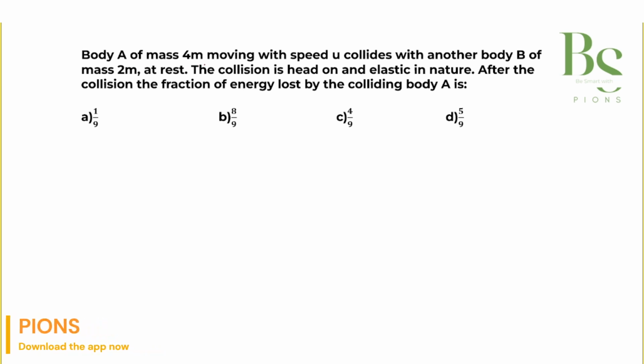Body A of mass 4m moving with speed u collides with another body B of mass 2m at rest. Okay, fine. So let's draw it. Let's say this is our body A over here, and the mass is 4m, moving with the speed u in this direction. It collides with another body, body B of mass 2m. So let's say this is our body B of mass 2m over here, and the initial velocity here is 0 because it is at rest.